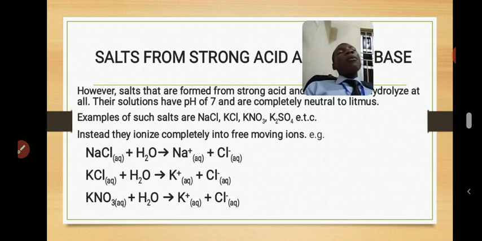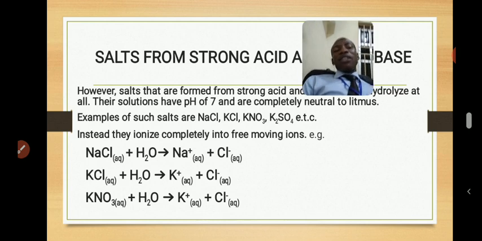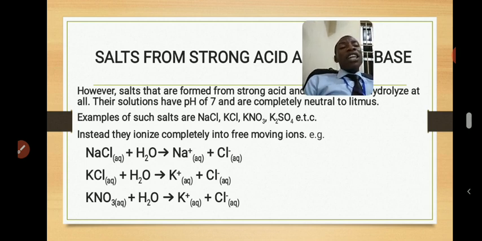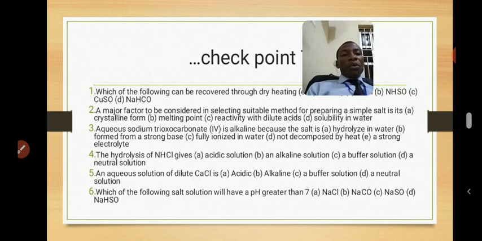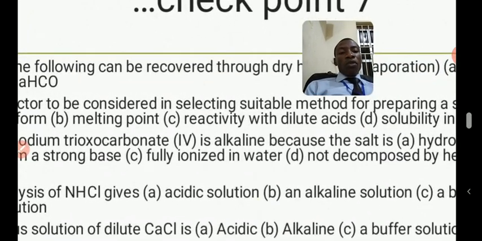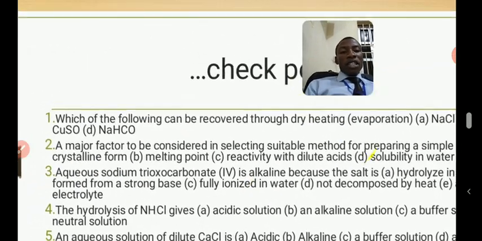So whenever both of them are strong, pay attention. When both are strong, then hydrolysis doesn't take place because there will be no excess hydrogen or hydroxide ion. So the solution will be neutral to litmus. That is, the solution will have no effect on the litmus paper. So let's take a few examples before we eventually call it a day for today's class.